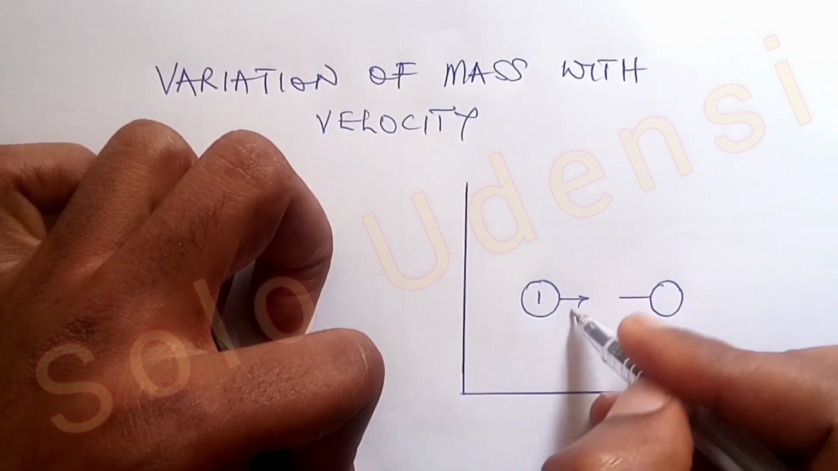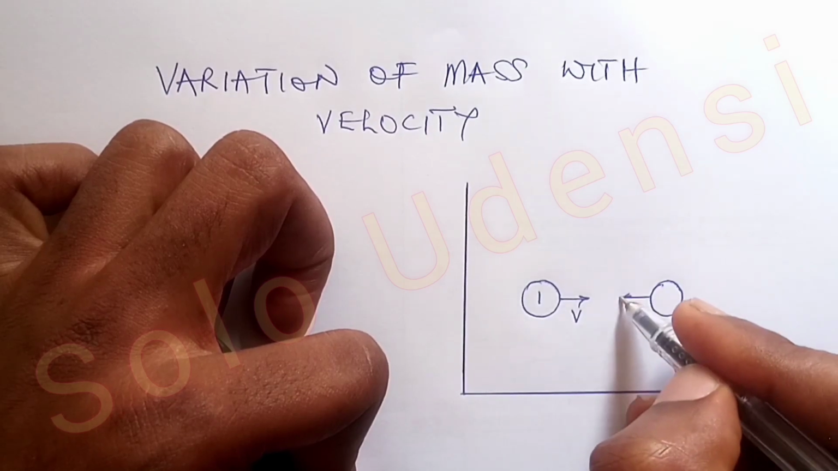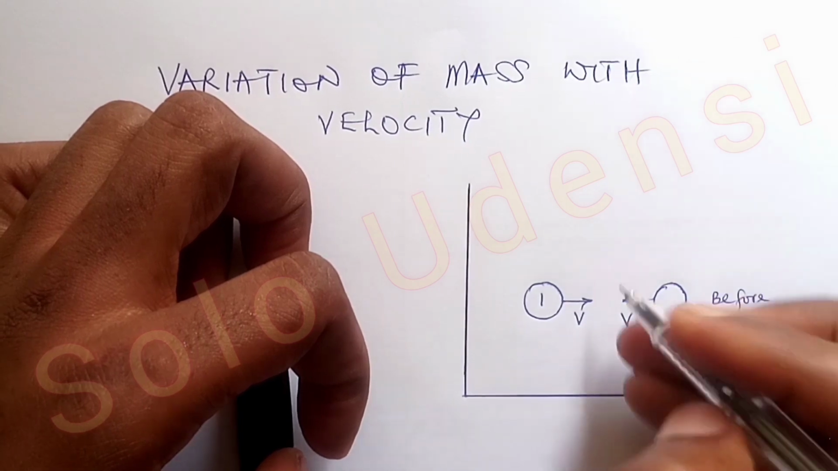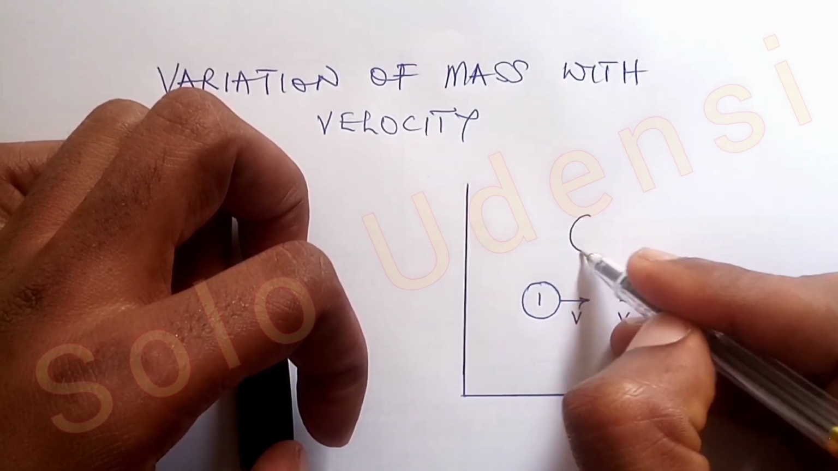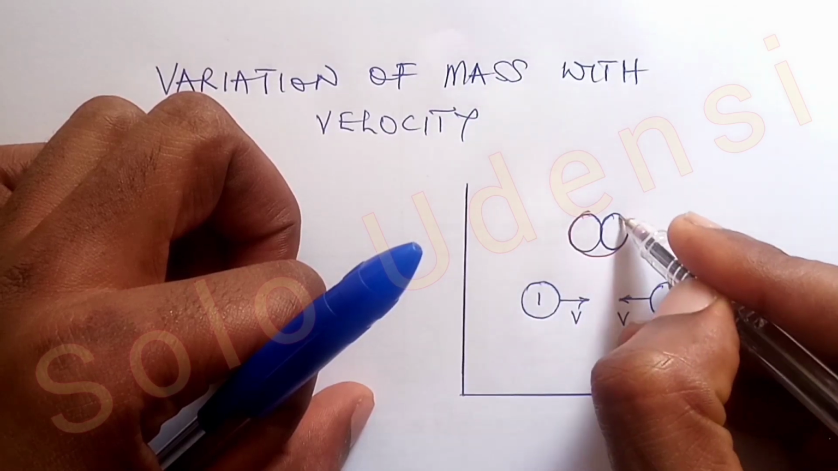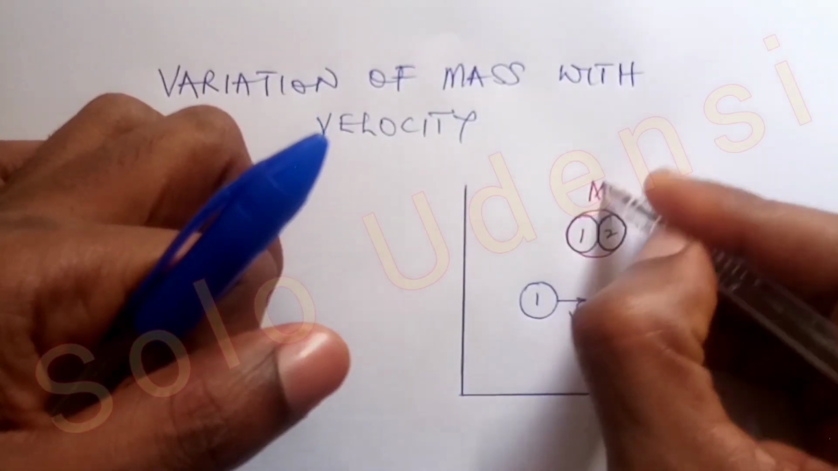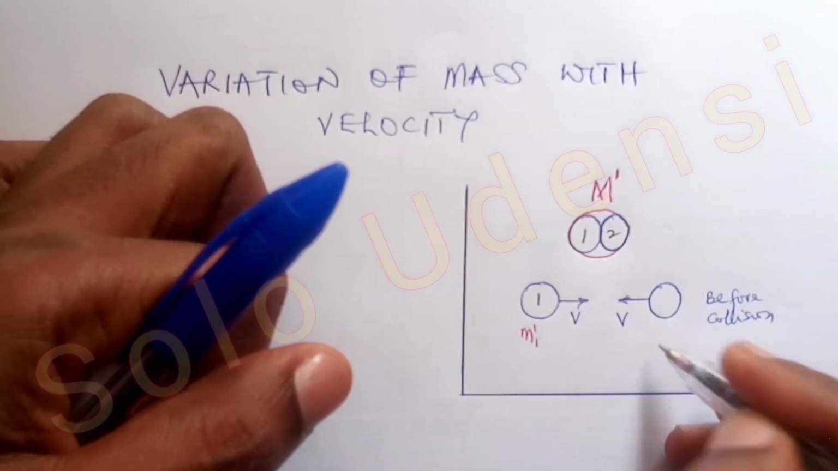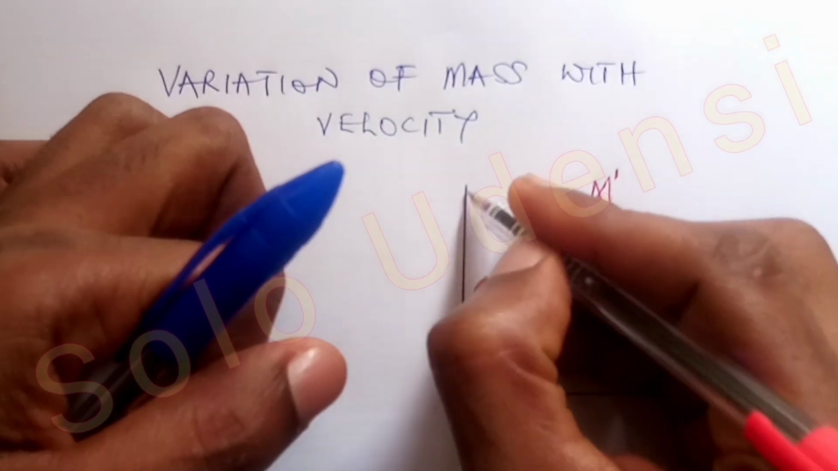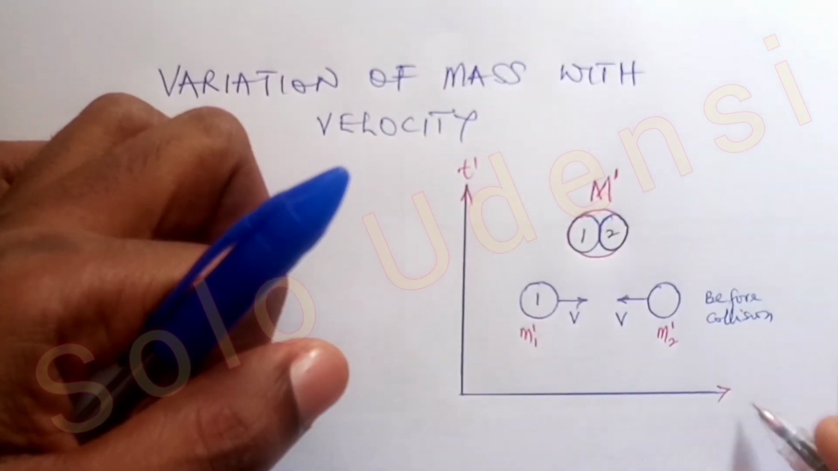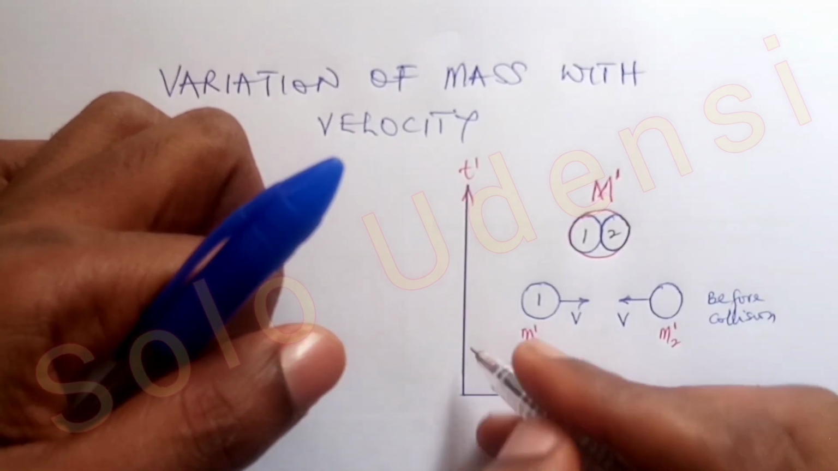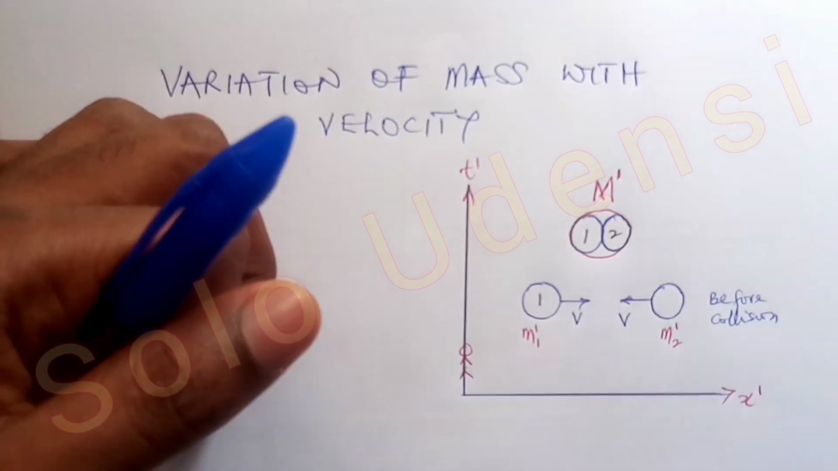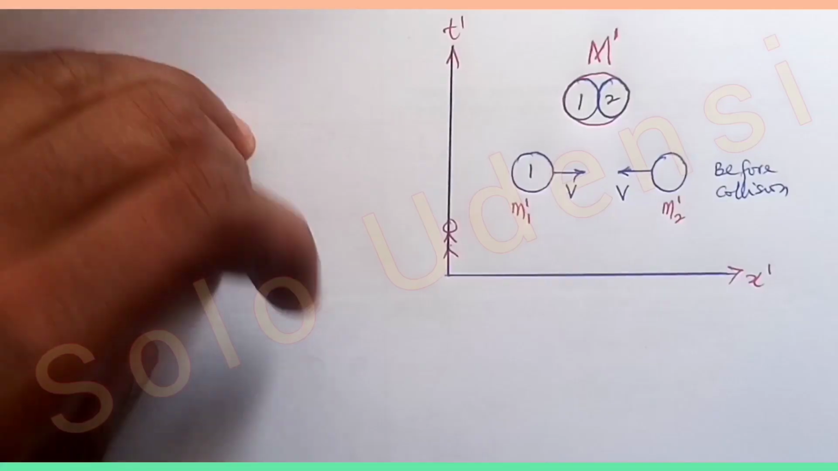This one is moving with v in the positive direction and this one is moving with v in the negative direction before collision. After collision they will stick together. They have stuck together and their new mass is capital M. But I would say it's M1 prime, M2 prime, T prime, X prime. So the observer is here, or it can be on any of the balls as we describe them.